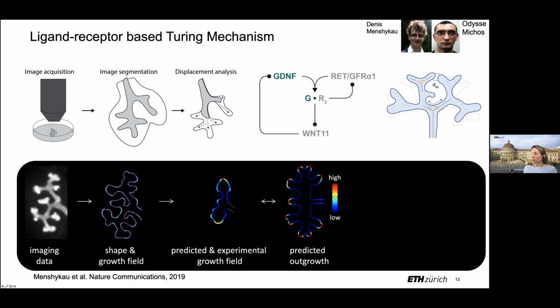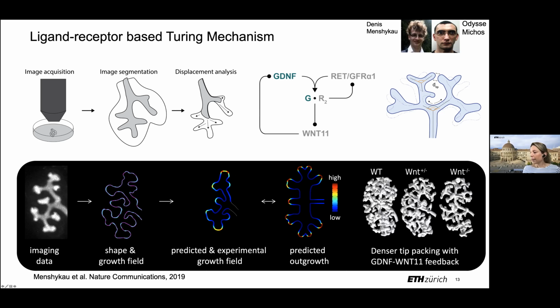And so the prediction was that if you knock out Wnt11, these branches are going to stay further apart. And that's indeed what you find. We have also done statistical analysis on that, but you can effectively see it by eye, that if you knock out Wnt11, the branches stay further apart at the same stage.